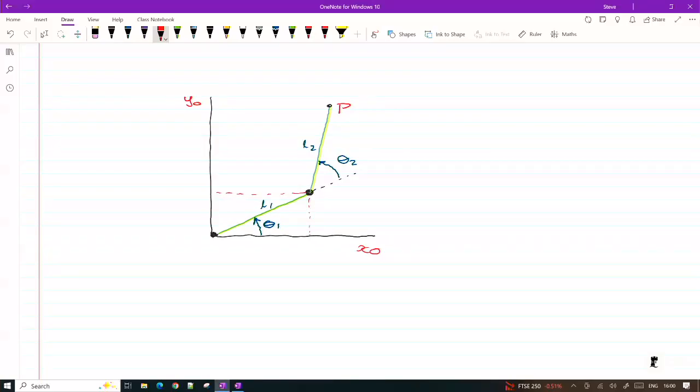So if we just draw some lines on, if we know L1, we know θ1, I hope you'll agree, we can calculate the position of that point, of that revolute joint, in the X0, Y0 frame, okay? So nothing difficult about that, hopefully.